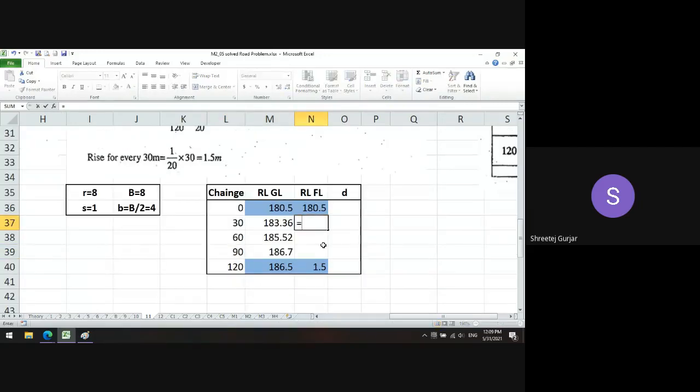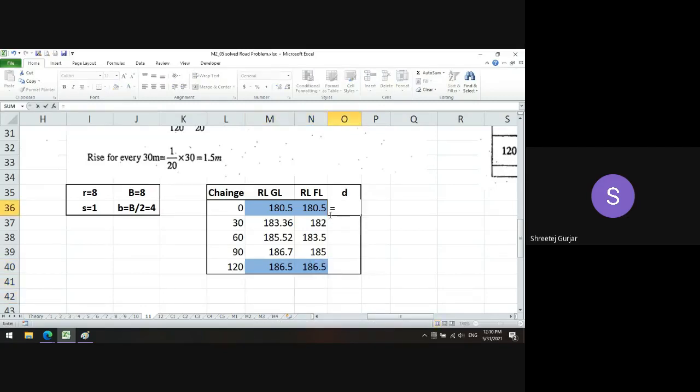1.5. So rising gradient. So 180.5 plus 1.5, that is 182. Similarly, this will be what? 182 plus 1.5, 183.5. Then 183.5 plus 1.5. So end changes are same. If you want to calculate, let us calculate. It will be 185 plus 1.5. It is 186.5. You can observe we are getting the same value.